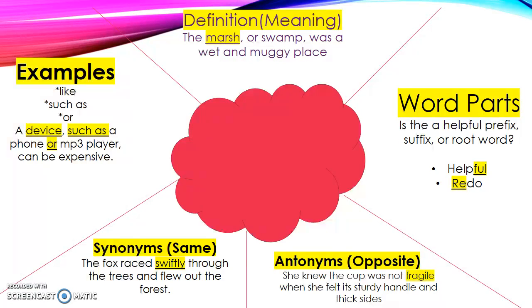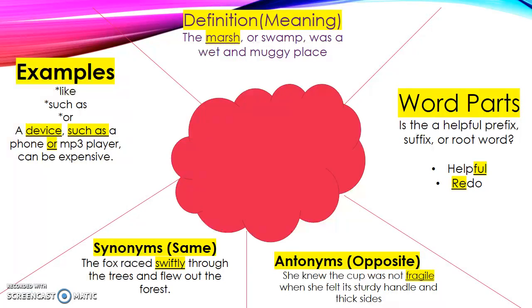So I can identify what fragile means by looking at the opposite meaning of fragile, which is sturdy. That's another way that you can identify and help you understand different words in the text. Next, we have synonyms. Synonyms are words that are the same.